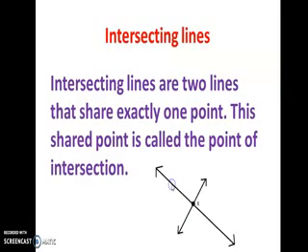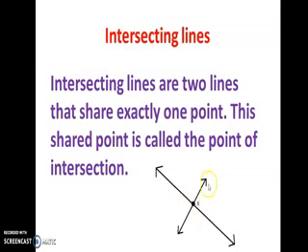So, intersecting lines are two lines that share exactly one point. Yes, here these two lines are sharing exactly one point. Here X, this shared point, is called the point of intersection. Now observe, when two lines intersect, some angles are formed in between these rays. Yes, 1, 2, 3, 4 angles are formed.